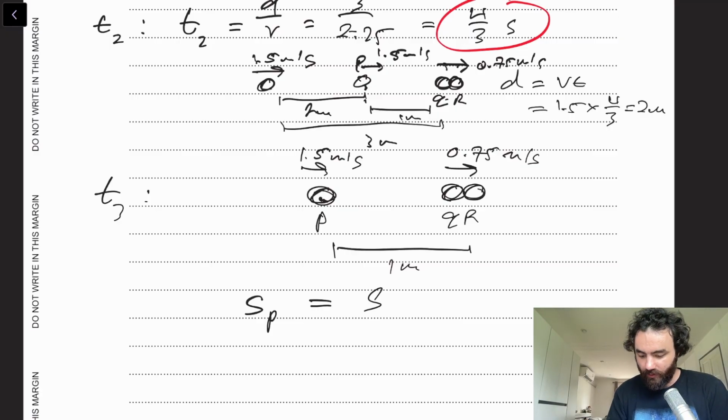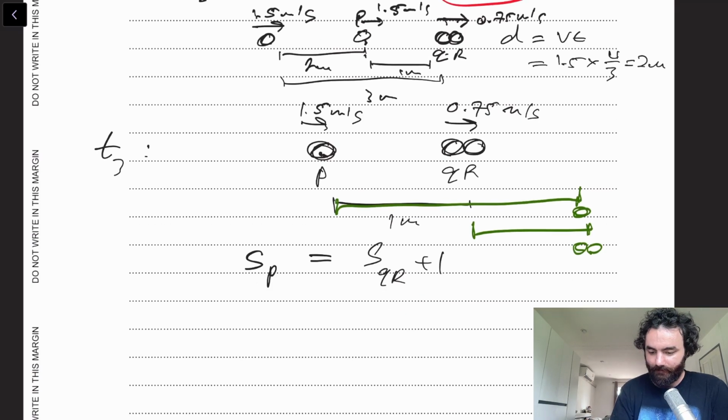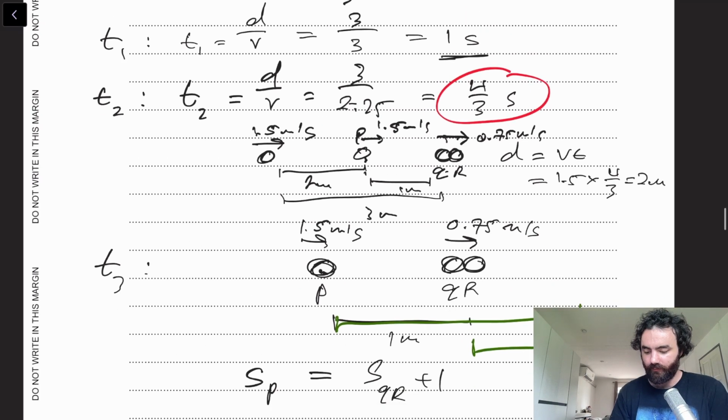So if you think about it, we want to know the point when they're the same, when the distance is the same, because that's when they're going to hit. So that distance here is SP, and this thing will be the displacement of this object, QR, plus 1, because you have 1 meter extra here. So when do these two lines equal each other? It's when the displacement of this object plus 1 equals the displacement of this object. And we can find that.